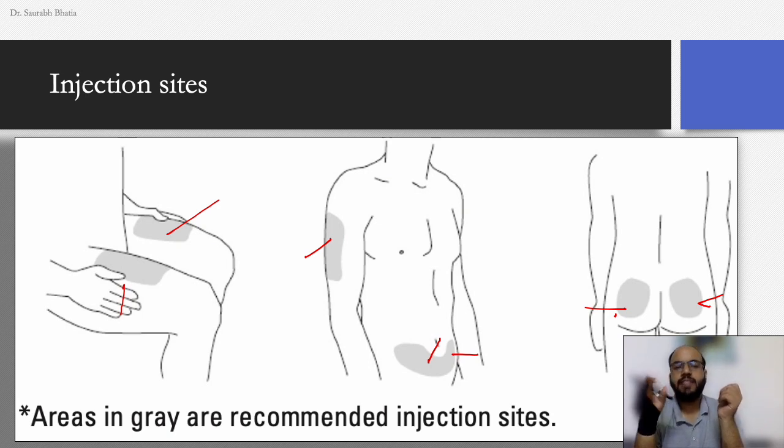And do not inject if the injection site is red, inflamed, bruised, itchy, or has any kind of deformity. Do not inject at that site. Inject at some other area. Okay.